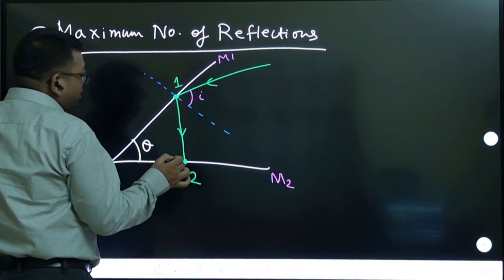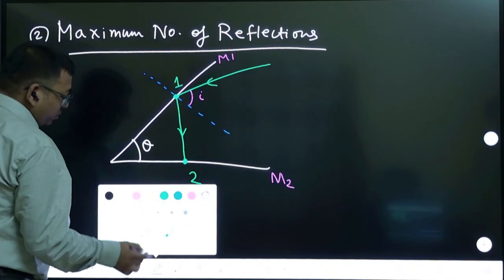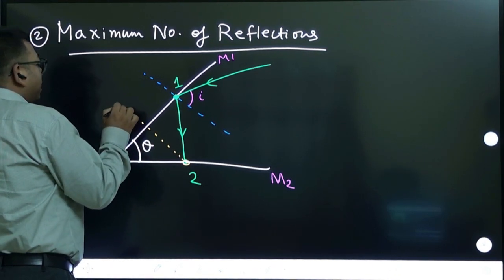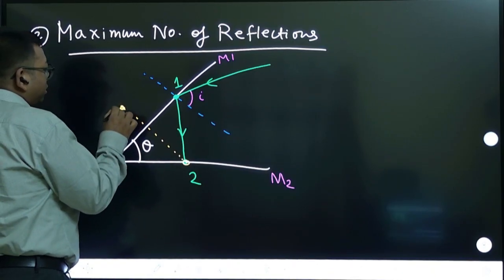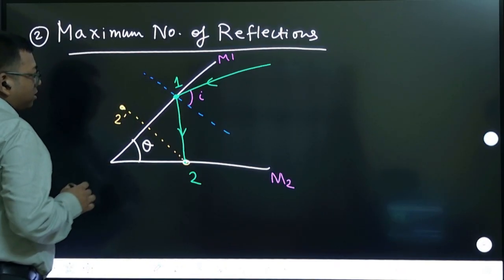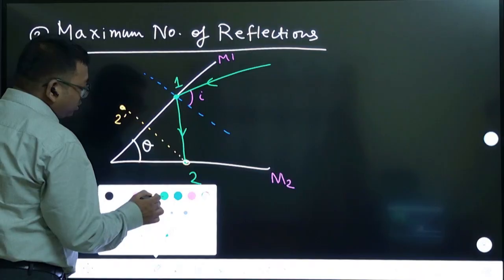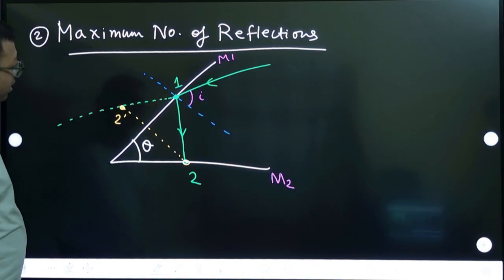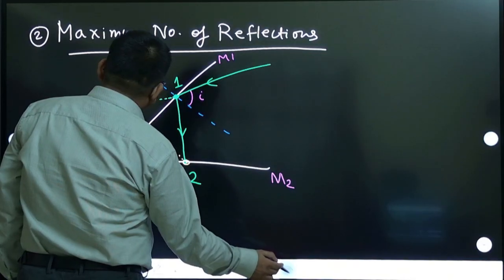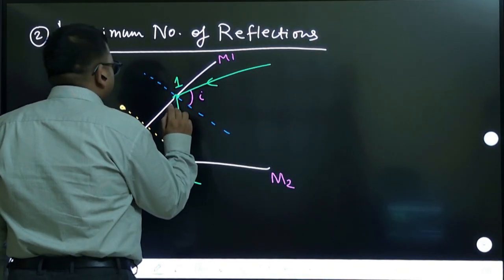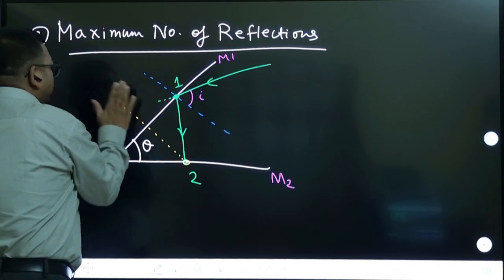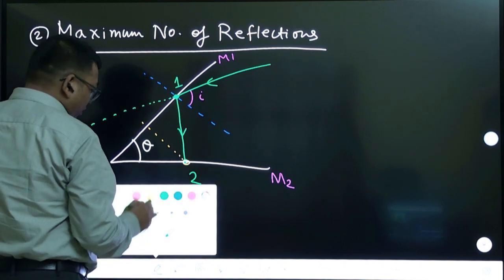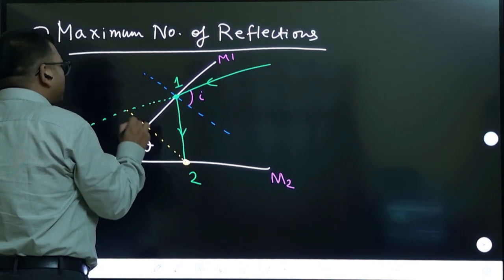Now if you see the image of point 2 in the first mirror, the image of point 2 will lie exactly on this point here, 2 dash you can say. It will lie exactly on this line which you extend like this. Why will it exactly lie on this line? That we need to understand. I will extend this line like this, so the image of point 2 will exactly lie here.